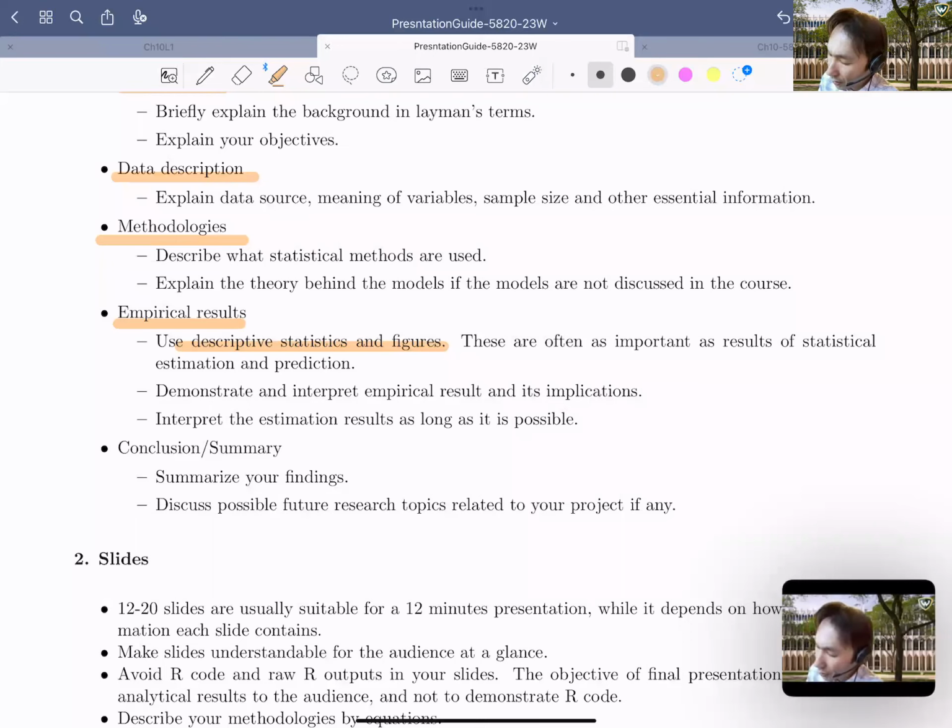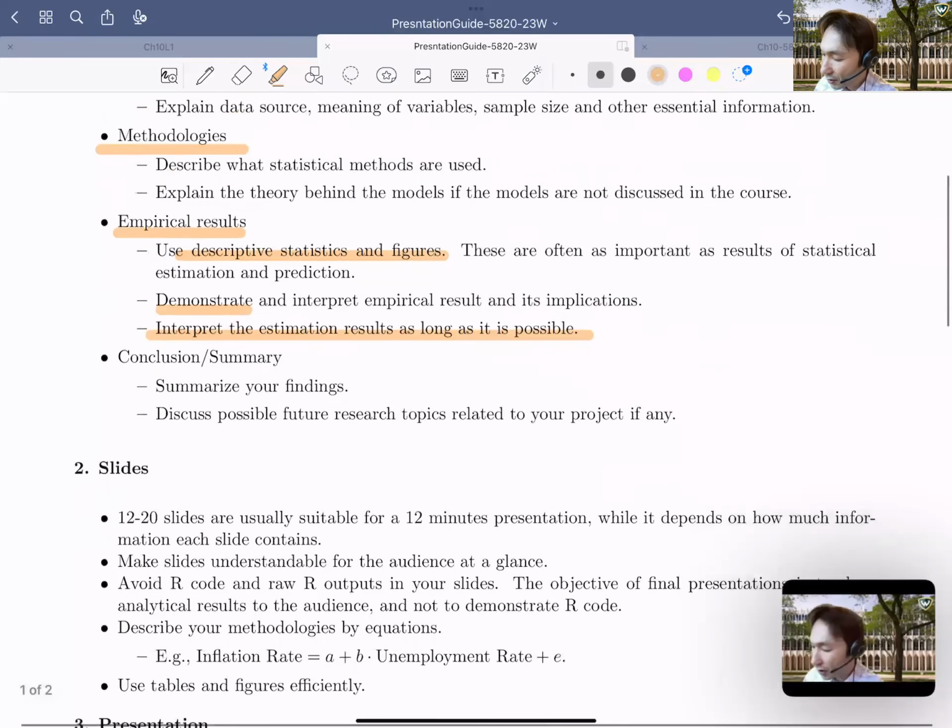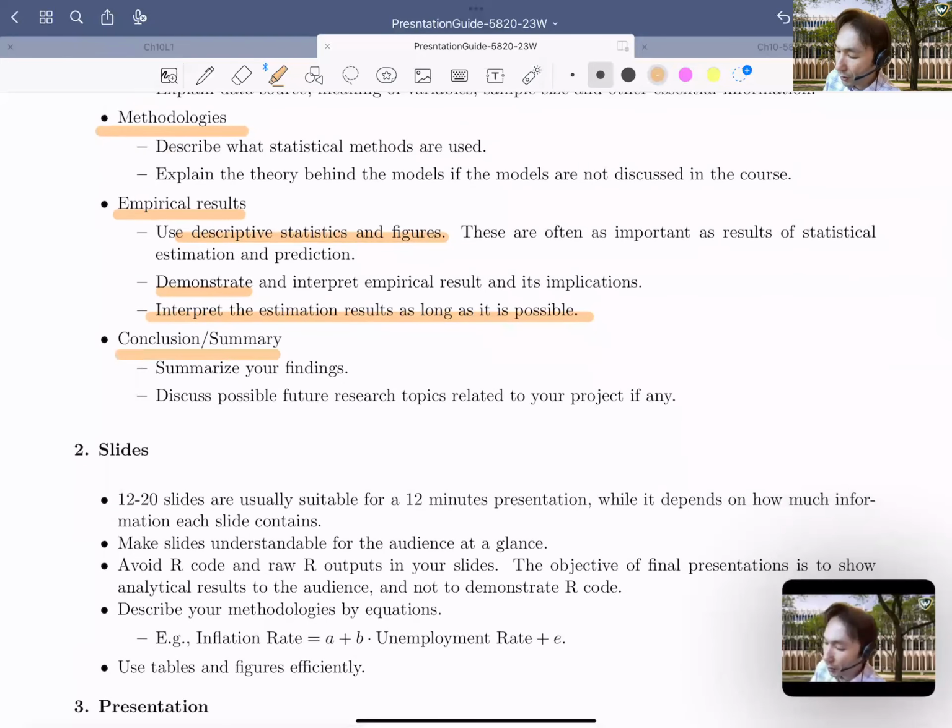Then demonstrate and interpret the empirical results and their implications, and interpret the estimation results as long as it's possible. Sometimes you cannot interpret the parameters, for neural networks, random forests, or support vector machines. But if you use more basic models, you can interpret them. So just make some interpretation as long as it's possible. Then conclusion and summary.